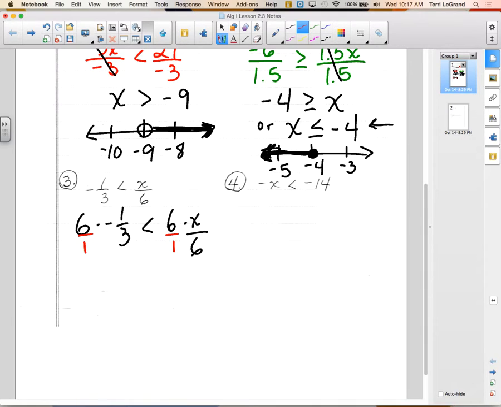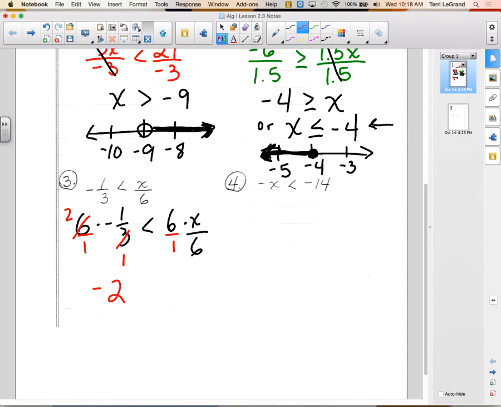Okay, what can we do on the left side when we have 6 over 1 times -1/3? Fraction times a fraction. Can't we do some simplifying first? Okay, what goes into what? 3 goes into 6 twice. 3 goes into itself once, into 6 twice. So we have 2 over 1 times -1 over 1. We got 1s downstairs. We can forget about them now. We have a 2 times a -1 upstairs. What's that? -2.